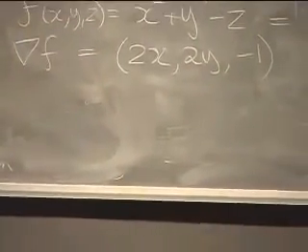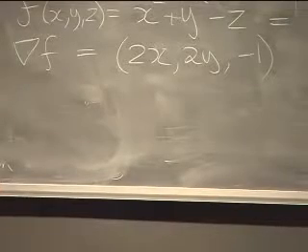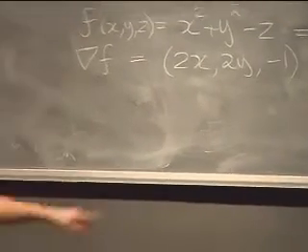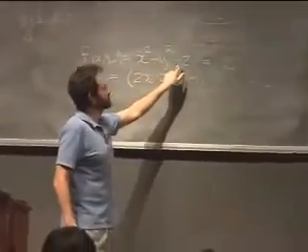Question? What if you shoved everything to the other side? Would you get the negative? Okay, so if you shoved everything to the other side, you get minus x squared minus y squared plus z.